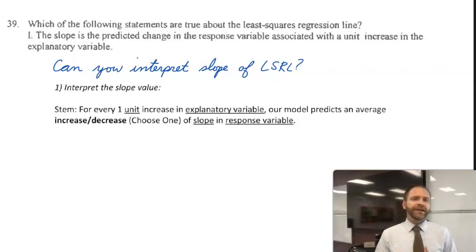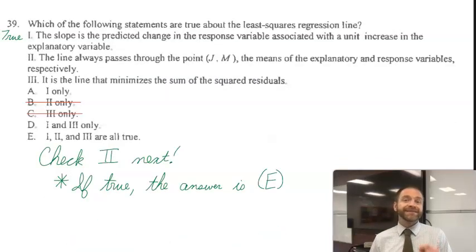So a good thing here is, okay, hey, 39, Roman numeral 1, maybe I'm expected to know how to interpret the slope of the least squares regression line. And that's a good thing to know. You can see the stem above. So I'm going to tell you, Roman numeral 1, that's true. That means I would start crossing out. I have choice B, choice C crossed out. So I'm going to look at my other choices.